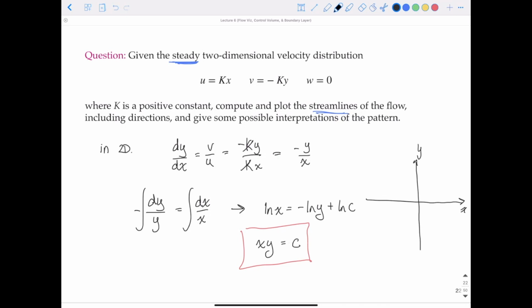What does this look like when c is equal to 0? If c is equal to 0, the product x times y is equal to 0. So one of x or y has to always be 0. If x is 0, then y can be anything, and if y is 0, then x can be anything. So that line would literally follow the coordinate axes. So this would be c is equal to 0.